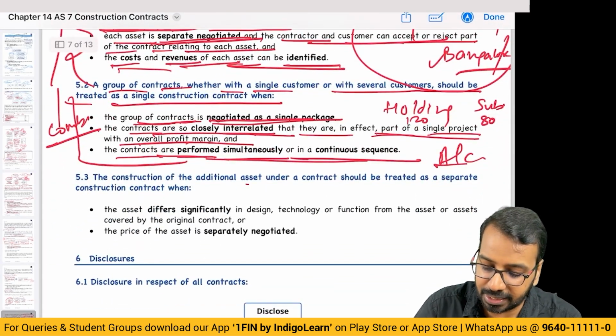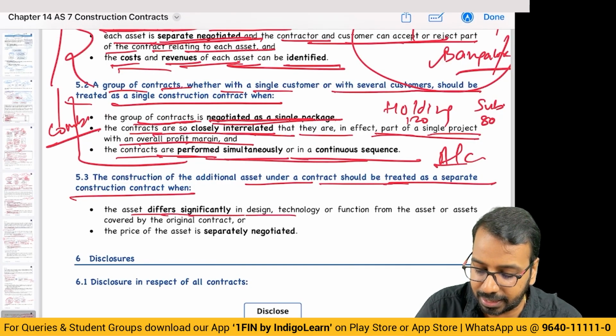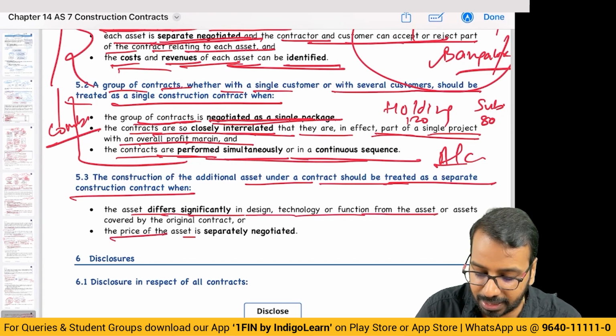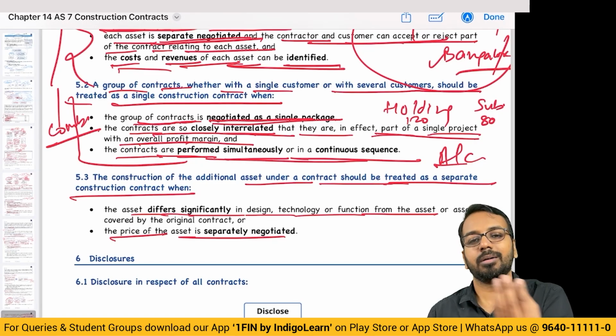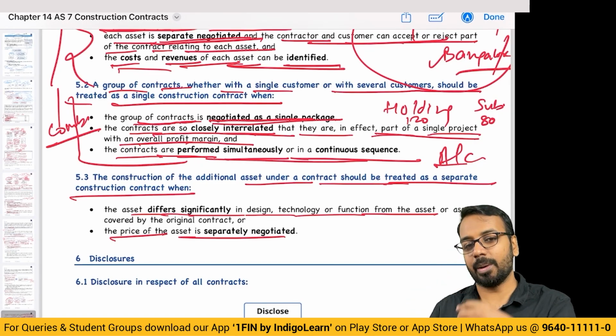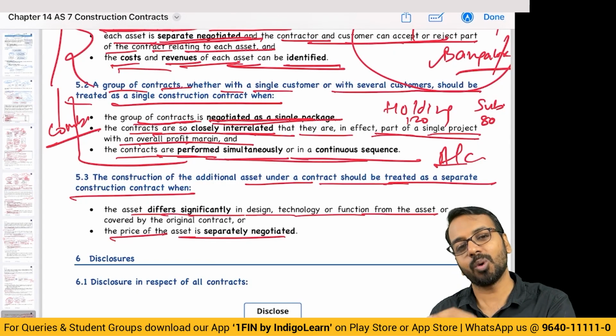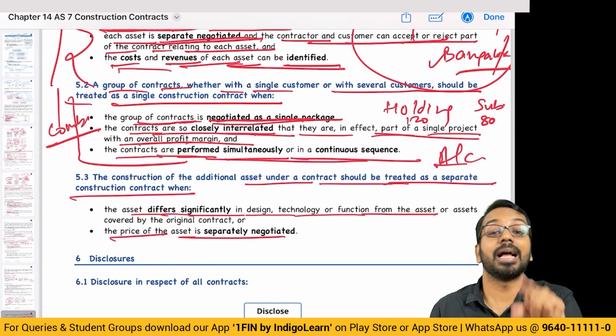Then, if there is an additional asset under a contract, it should be treated as a separate contract when the asset differs significantly in design, technology, or function, and the price is separately negotiated. So, let us say you gave me a contract to build a particular building. I was executing that, then you came up and said, sir, I like your work, so let us have another place. There is one more building which you need to construct at a different location.